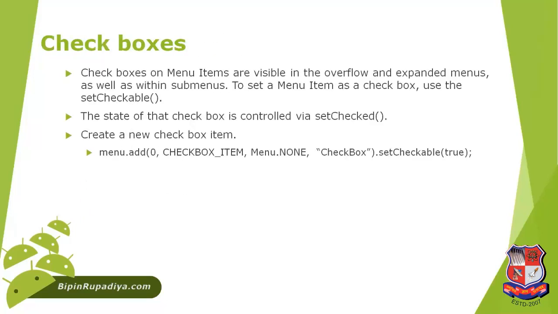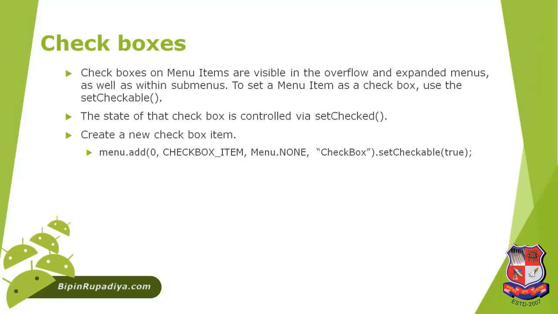Let's first take the checkbox. How can you add a checkbox as a menu item? It's too easy. Again, you need to remember our menu.add method. Always remember, the menu.add method has four parameters. First one, the group ID. Second one, the menu item ID. Third thing, the sort order. And the fourth one, the text that is going to be displayed to your user.